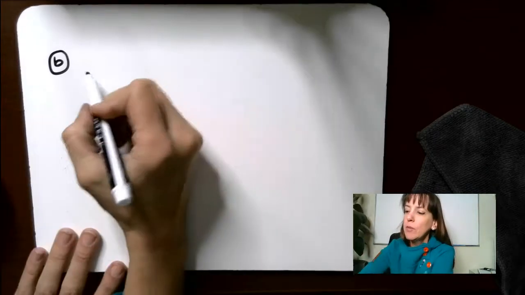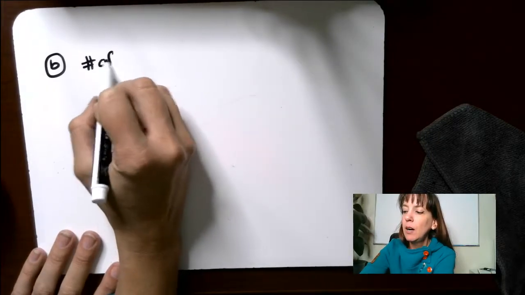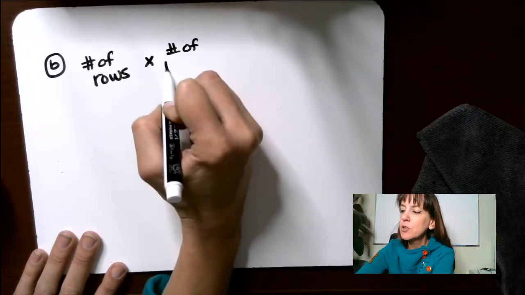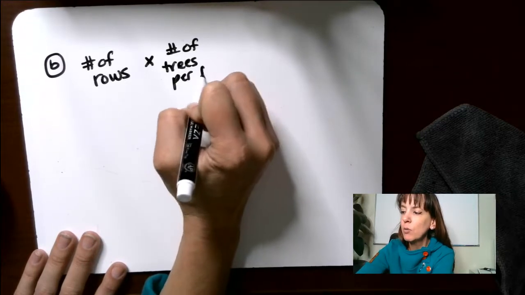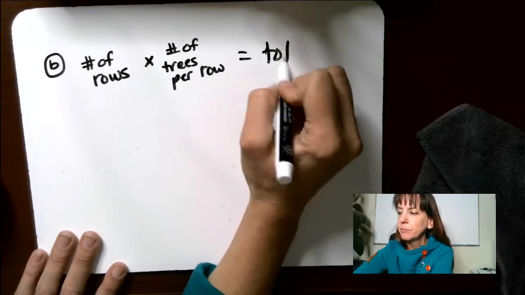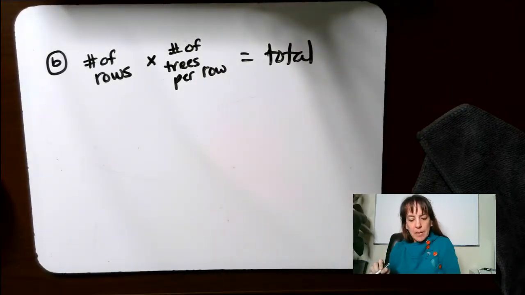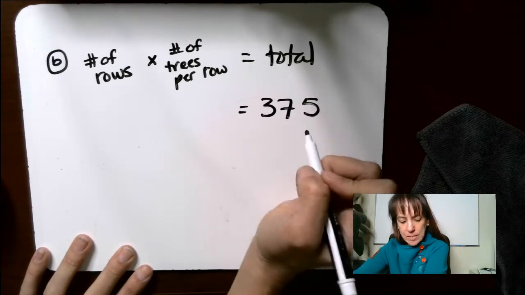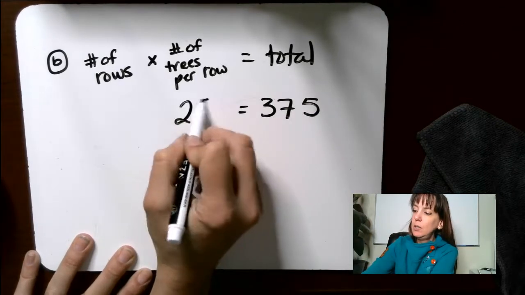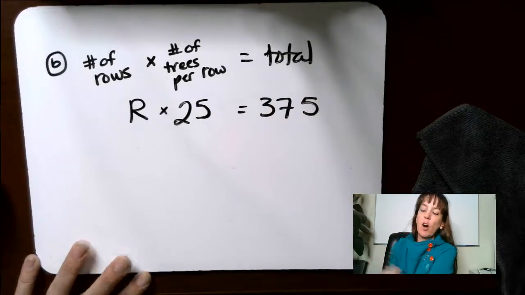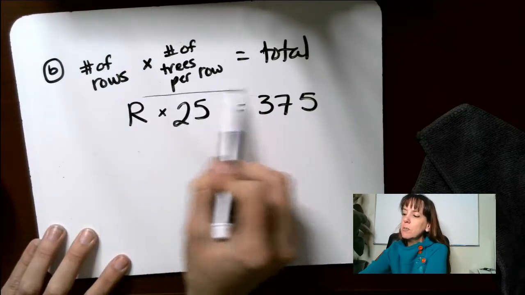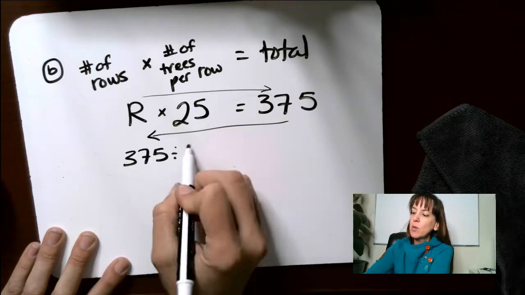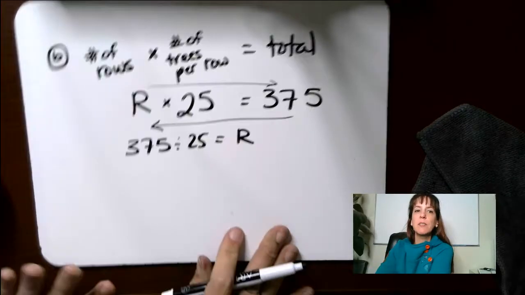Again, we're grouping. We've got number of rows times number of trees per row equals total. He planted 375 trees. That was our total, with 25 trees in each row. So we're going to say R is the number of rows. We multiply in this direction, we can divide in that direction. So 375 divided by 25 equals R.